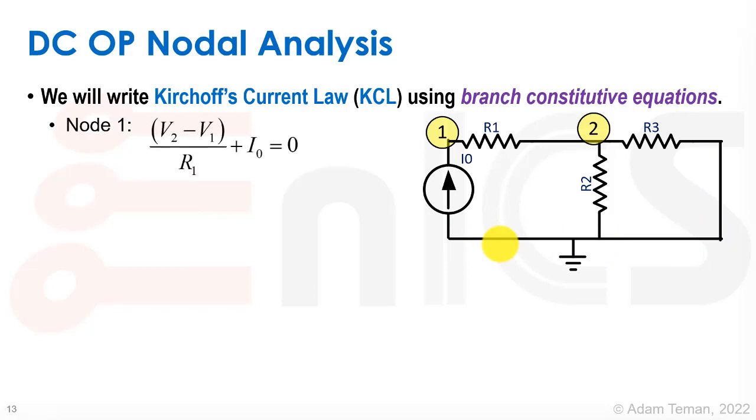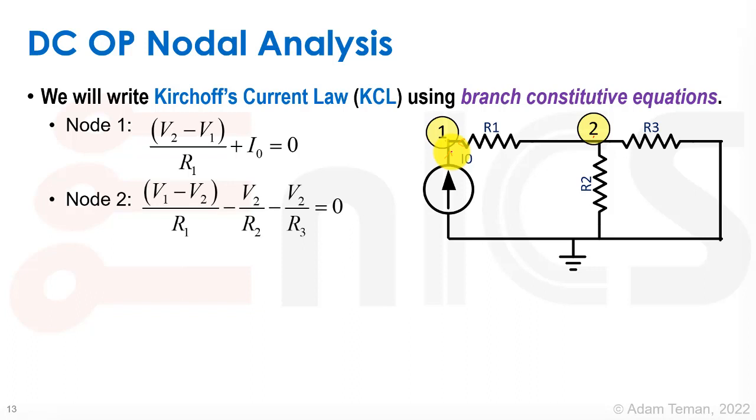So for node number 1, for the equation we are going to sum up the currents going into node number 1. We have the current over here, which is the current through this resistor, and that's V2 minus V1 divided by R1. And then we have the current that's driven from the current source, and that's I0. So the current through R1 and the current from I0 sum up to 0.